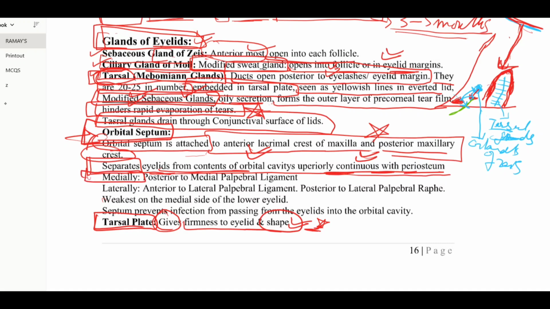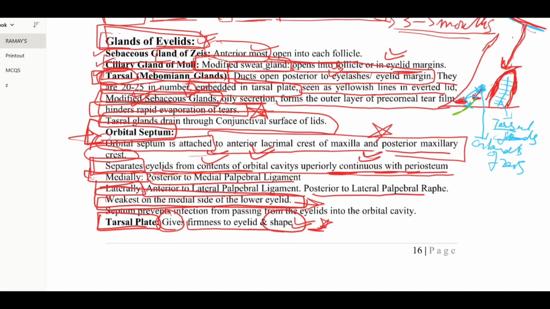Medially, we have seen the superior attachment. Now medially, it is posterior to the medial palpebral ligament, and laterally anterior to the lateral palpebral ligament, and it is weakest on the medial side of the lower eyelid. Okay, weakest on the medial side of the lower eyelid. We can see these ligaments in the diagram.